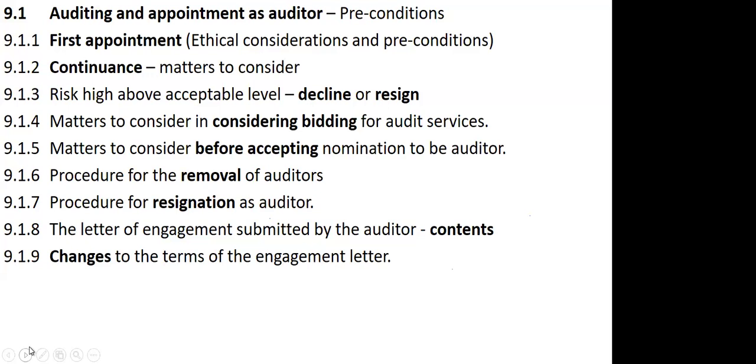Another important thing to remember in terms of appointment is what matters to consider in bidding for audit services. Let us say a client advertises that they require audit services. What matters will the firm consider before deciding on bidding? They will consider matters such as, do they have the experience? Do they have the time to do the audit? Do they have the skills? Do they have the money to be able to undertake that audit? If they don't, then most likely they will not even bid to be appointed as auditors.